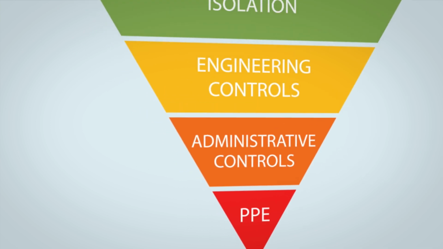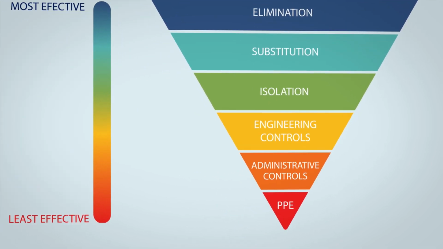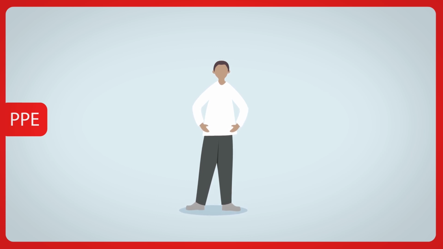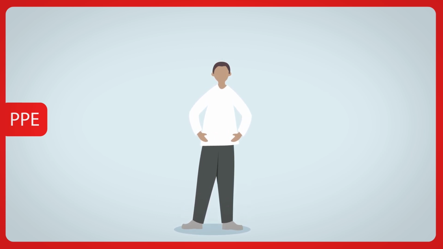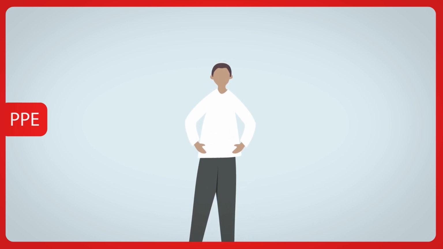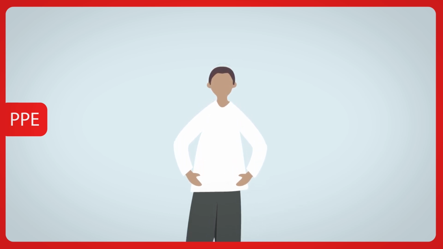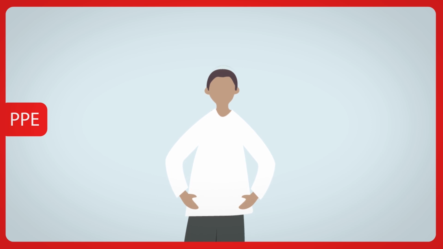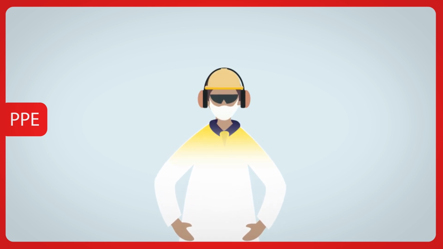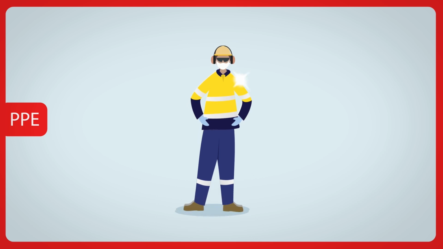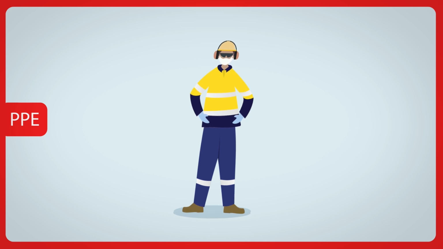By now, you're seeing how risk control is becoming less effective. Personal protective equipment, PPE, is the last line of defense and should never be the sole form of risk control. When worn correctly, PPE acts as a barrier to limit exposure to hazards. PPE, such as hard hats, goggles, earmuffs, respirators or face masks, safety footwear, sunscreen, etc., must be used to supplement higher levels of control.